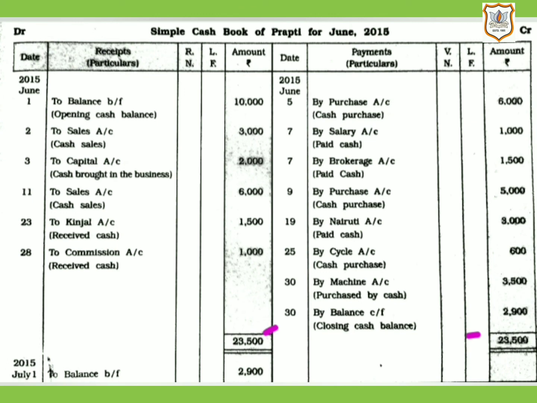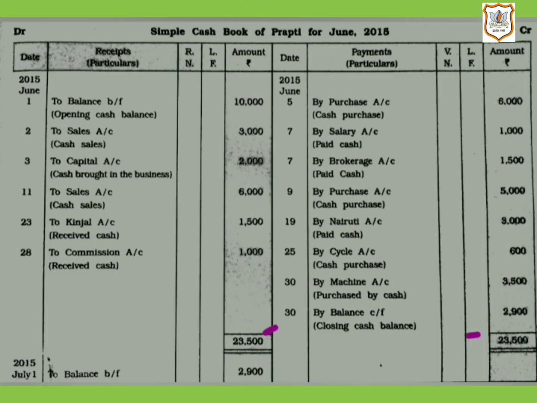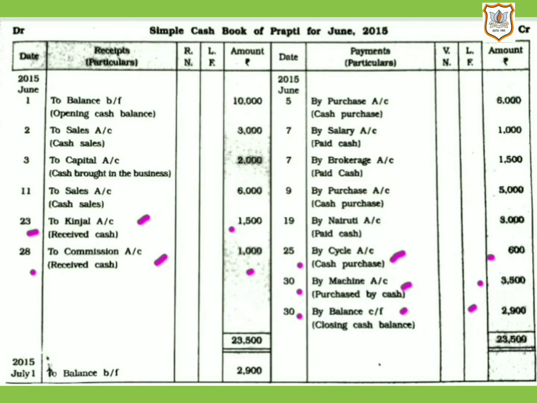Now here the important point is that the total of the receipts side of the cash book can never be less than the total of the payment side, as more cash cannot be paid than what is received. So you must remember this. Now we will subtract the total amount of the credit side from the total amount of the debit side. So we will get the balancing figure, that is the closing cash balance on the credit side.